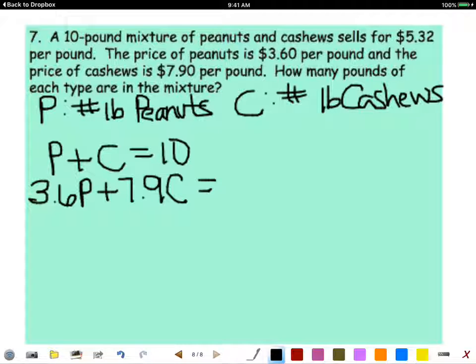What does the 5.32 represent? How much pound of the mixture? 1 pound of the mixture. Are we just trying to create 1 pound? We're trying to create 10 pounds. So it's 53.2. Yes. So 10 pounds at $5.32 a pound is $53.20. So this should be equals 53.2. That makes it so much easier.